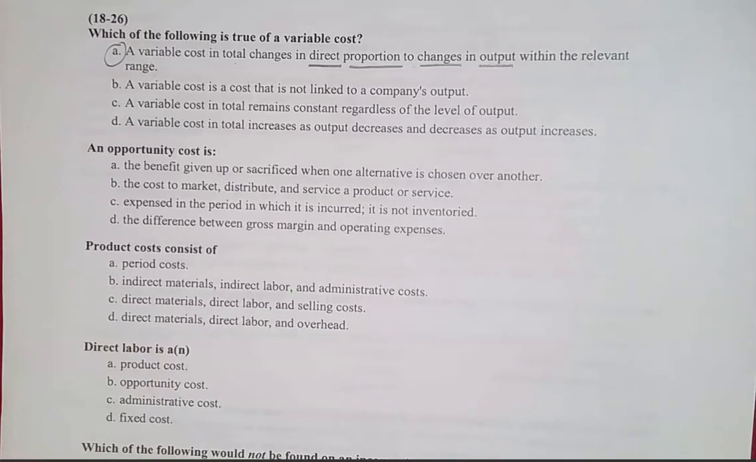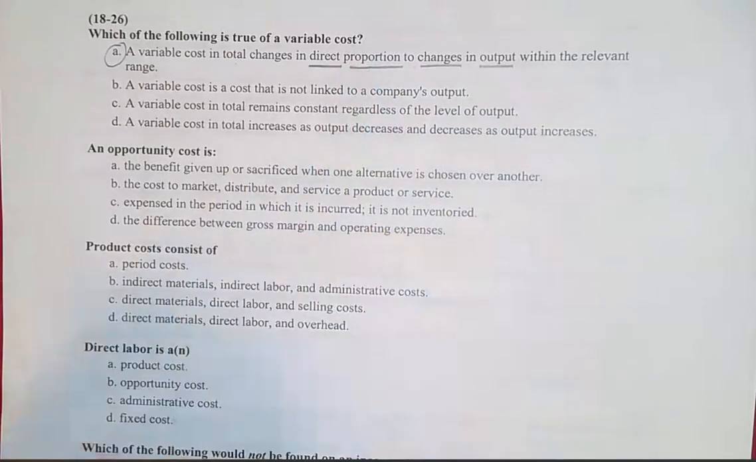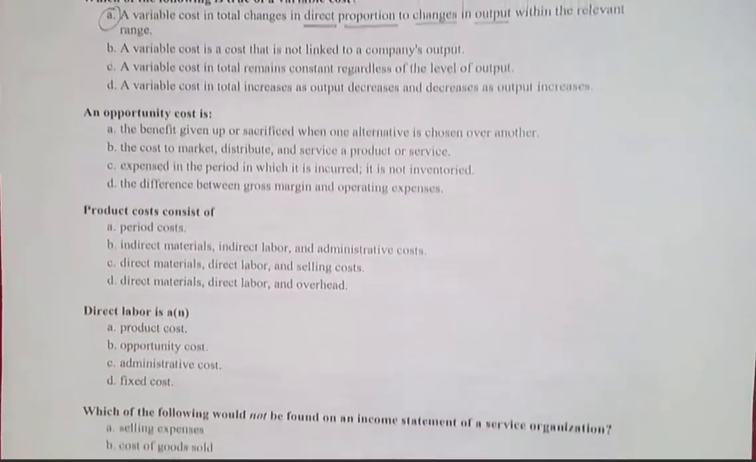And D, let's see what they have. Variable cost in total increases as output decreases, and decreases as output increases. Well, this is the opposite of how it works. Variable costs, with each unit of production, the cost increases proportionally, which is what we had up here. So A is in fact the correct answer.